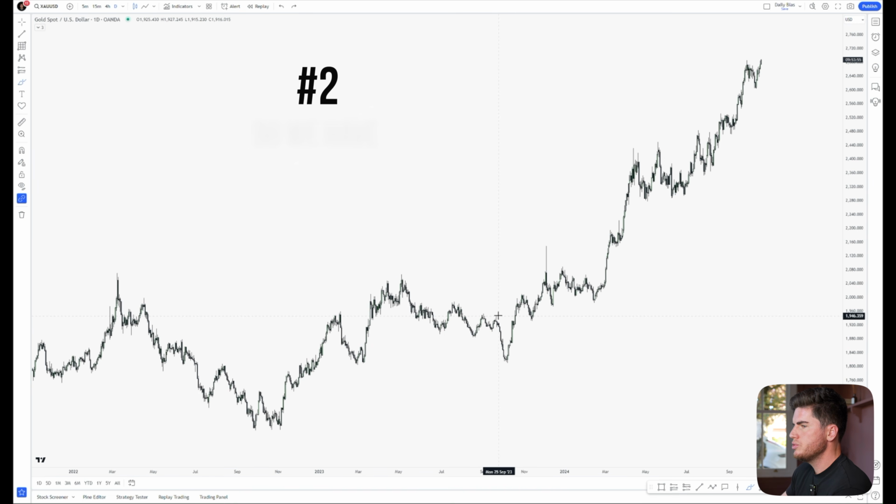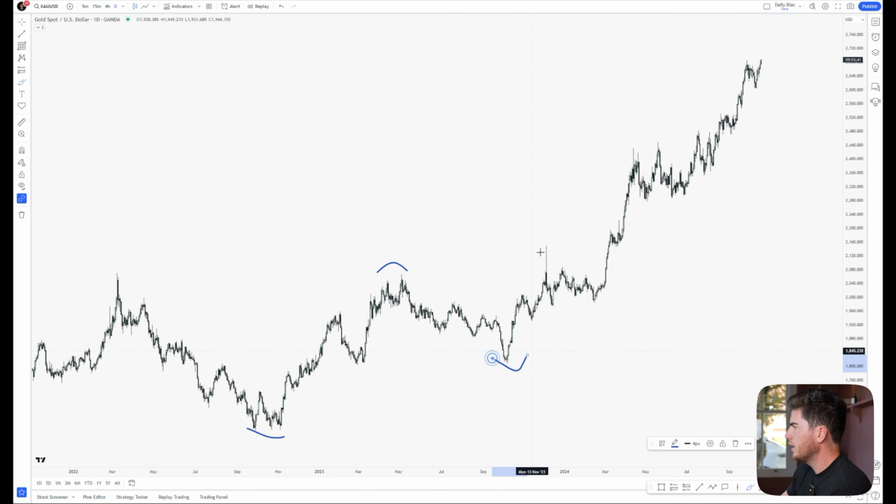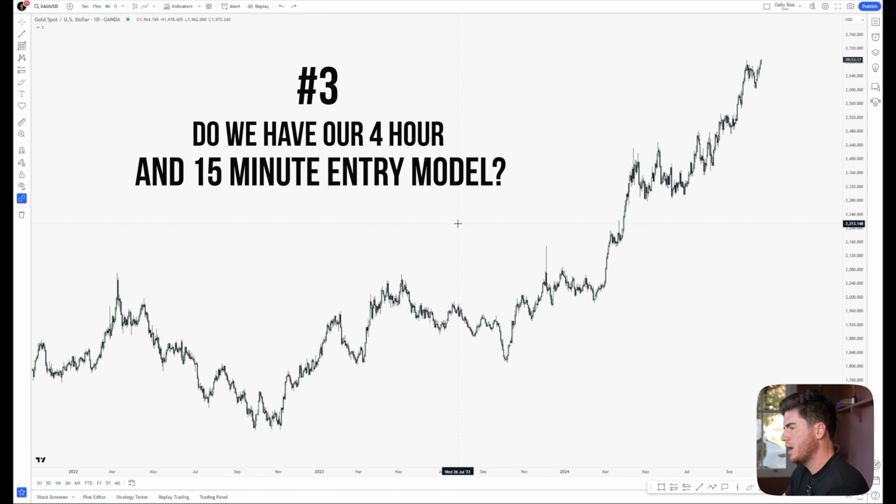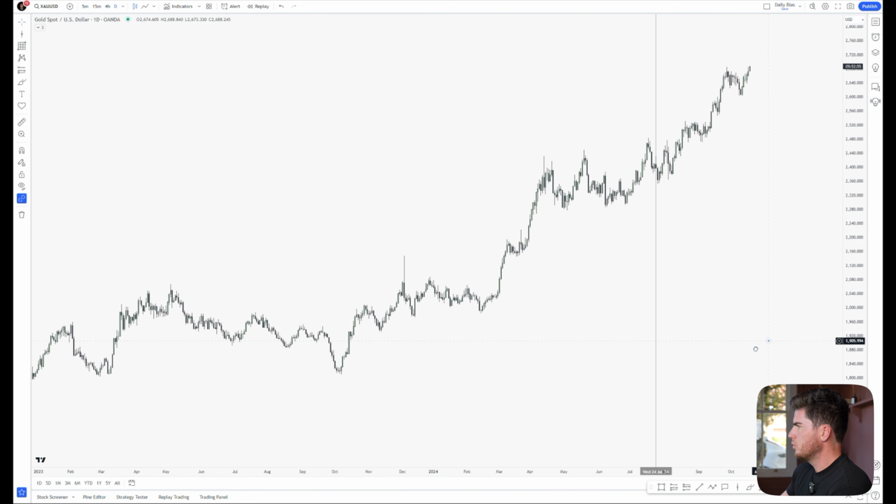Step two is, do we have a clear target? So in a bullish market, do we have a high which price is likely to be drawn to? And in a bearish market, do we have a low which price is likely to be drawn to? So if we are printing higher highs and higher lows, we're in a bullish market. And what we can see is we have these swing highs as reference for targets, because we want to be looking at buys, right? If we were in a bearish market, we'd be looking at the opposite. And step three is, do we have our 4-hour and 15-minute entry model, which I'm going to share with you for free.